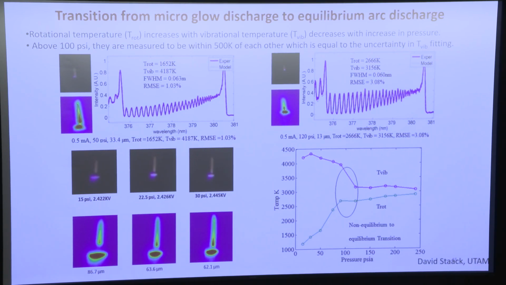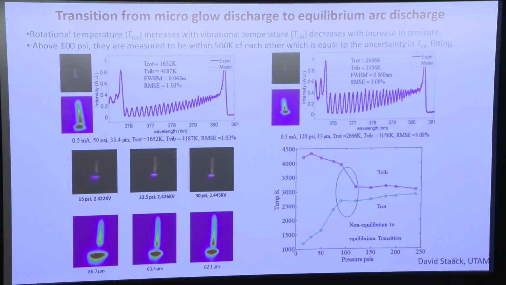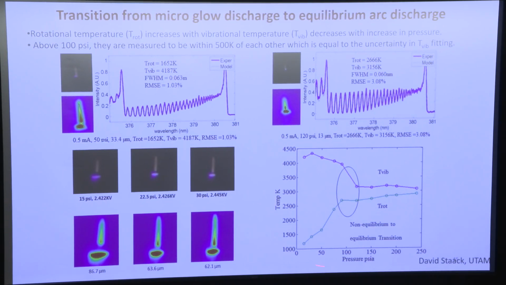Some people ask me what is the difference between vibration and rotation. Rotation is almost like translation because one collision equilibrates it. But vibration and rotation are difficult; you need hundreds of thousands of collisions to make them equal. So here, at a lower pressure, the vibrational temperature is high, 4,000 Kelvin, and the rotational temperature is lower. But if you increase the pressure, that means more collisions, and then the vibrational temperature gets close to the rotational, eventually becoming equilibrium.